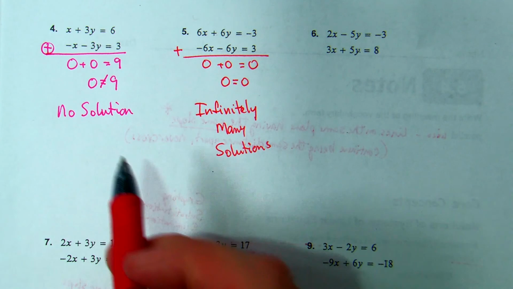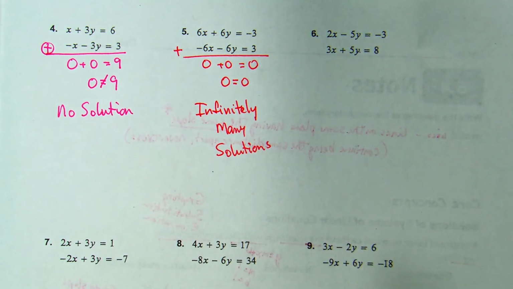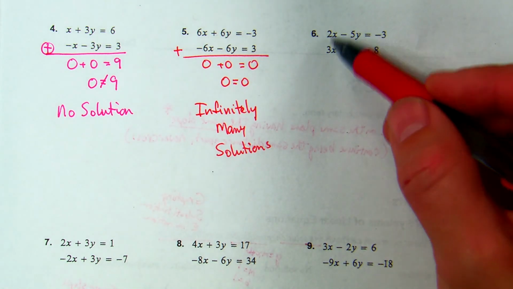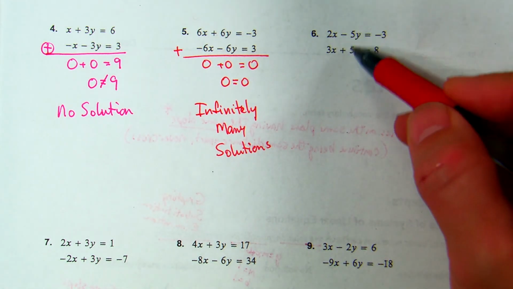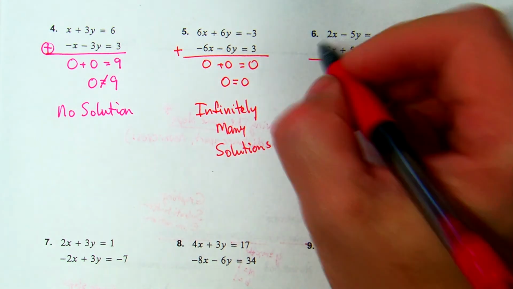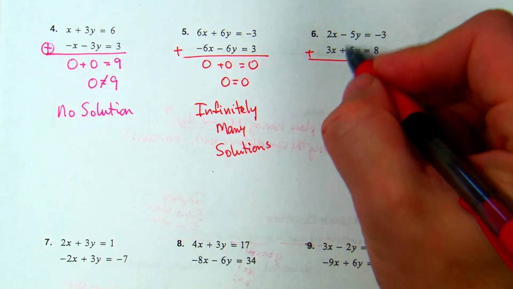So we have no solution and infinitely many solutions. Let's see what number 6 is going to be. Again, it looks like I'm going to end up being able to solve for x because my y terms I can eliminate using elimination here.